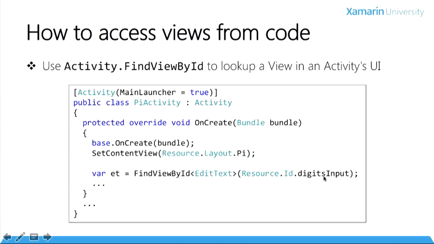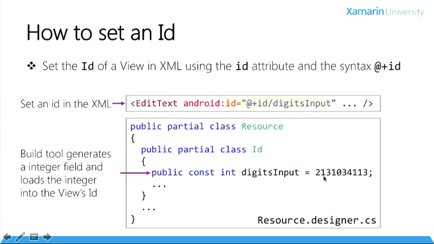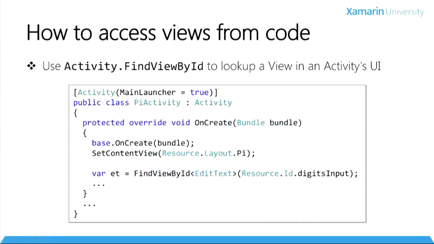Resource.id.digitsinput, right? That's a symbolic constant, which is an integer. If I go back, that's this number, 2131034113. And go forward again. So you pass in the integer value here.